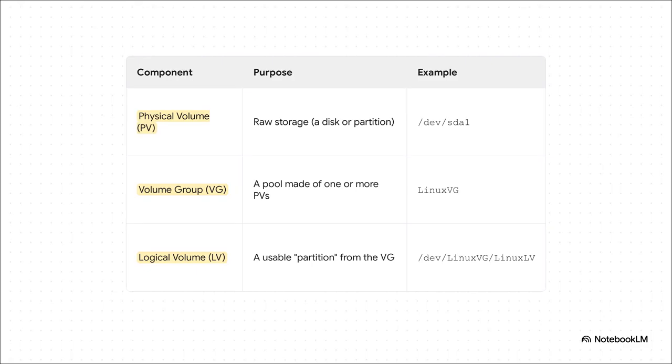Simple enough. Next, you take one or more of those PVs and bundle them together into a big pool of storage. That pool is called a volume group, or VG. And then finally, from that giant pool, you get to carve out usable chunks, which are basically virtual partitions. We call those logical volumes, or LVs. And that is what your operating system actually works with.